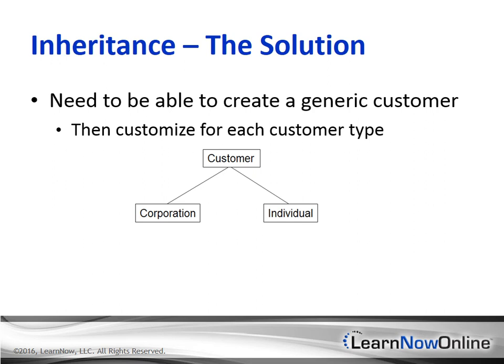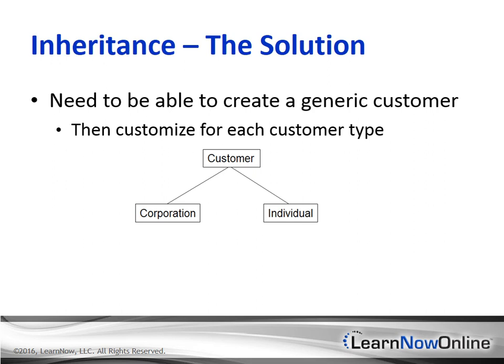And then the corporation and individual classes are derived classes, both of which inherit members from the base class, but both of which also implement their own member features in order to implement the unique features that define a corporation or distinguish a corporation from an individual customer.